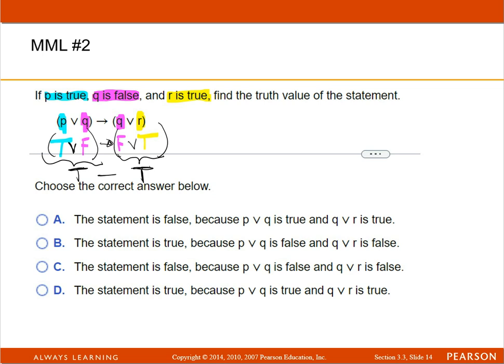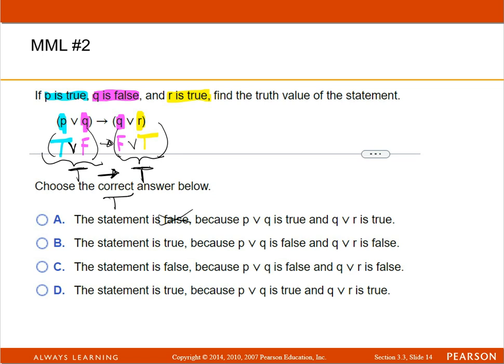And then you've got an if-then. Remember, the only time that you get a false on an if-then is if you went to work on Saturday and your boss didn't give you the money. That would be an if true, then false. That's not this situation. So my answer here is a true.